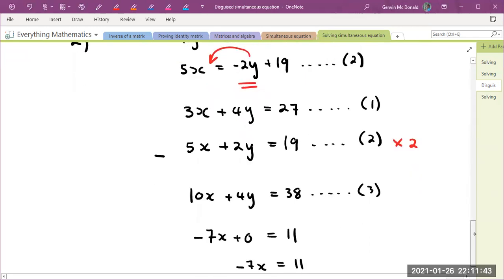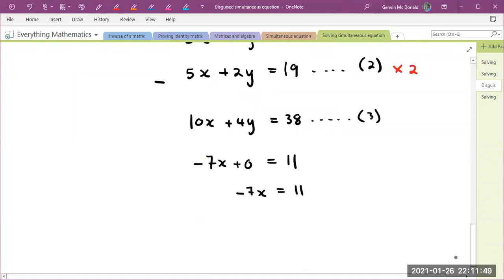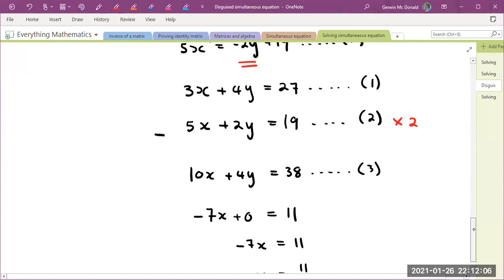And then I have 5x is equal to negative 2y plus 19. Those are the values that I have. So I divide here. x is equal to negative 11 over 7. That's what I did when I get rid of the negative 7. That's what it is. Right.